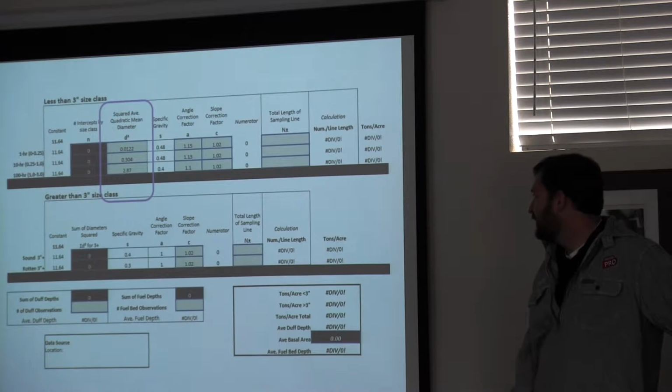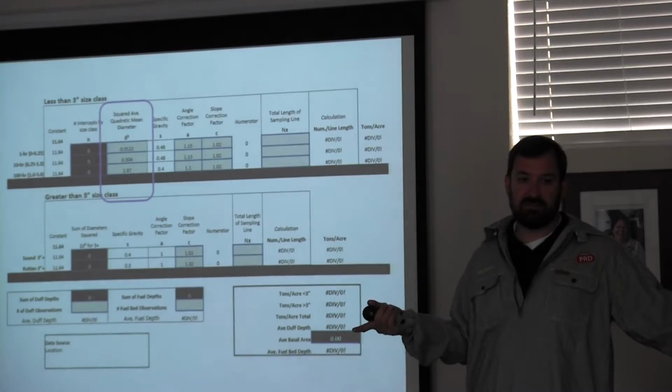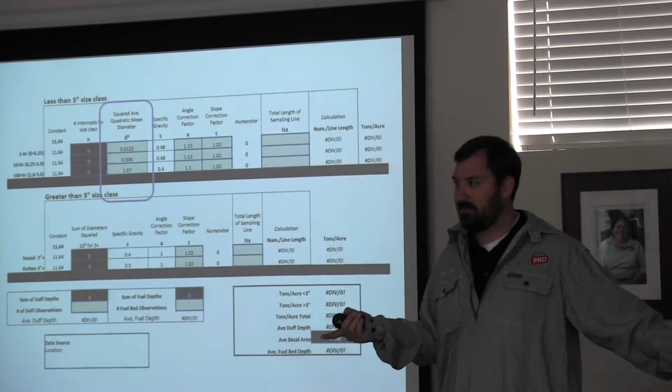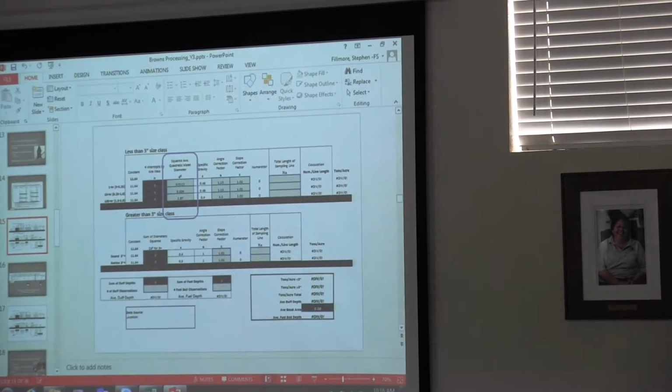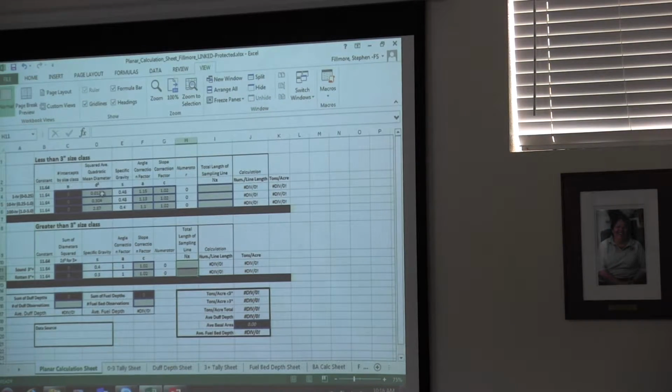So the way this looks is when you come back to the Excel spreadsheet, you have the D squared. And this is for the less than 3 inch size classes. I don't know if this necessarily correlates to our example, but this is the pull down. You want me to show you on the Excel spreadsheet what that looks like? Real quick? Yeah, please. Okay. So what that looks like on the Excel spreadsheet is this, where you come to the squared average quadratic mean diameter and you just click on these little boxes.